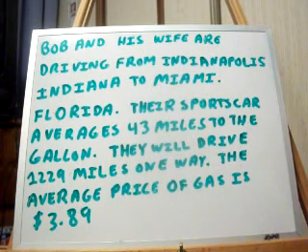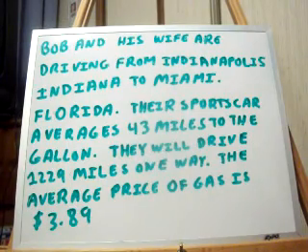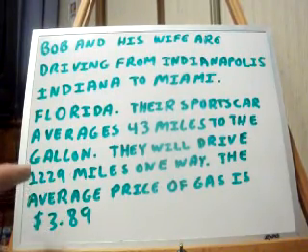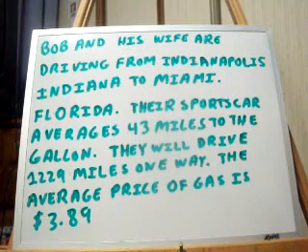Okay, how are we going to figure this one out? We already know that they're going to travel 1,229 miles one way. But we need to know how many miles they're going to travel both ways. Well, we're going to multiply this number by 2, and if we do, we will get the number 2,458. So, on their round trip, they're going to travel 2,458 miles.